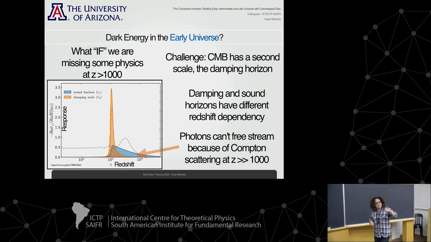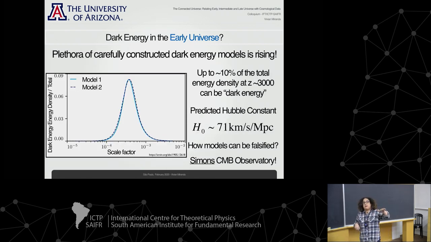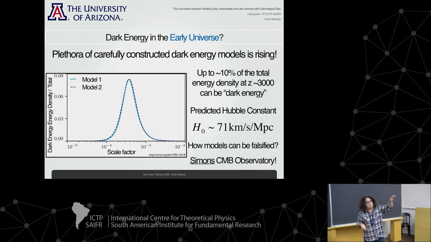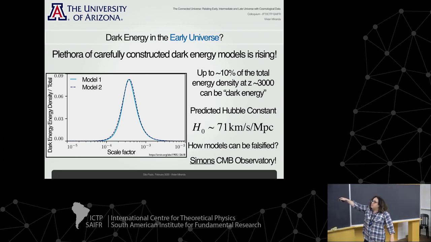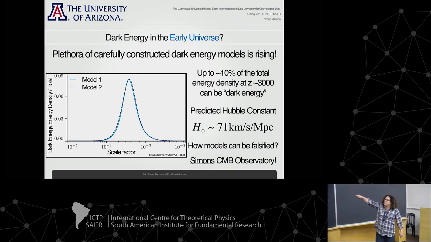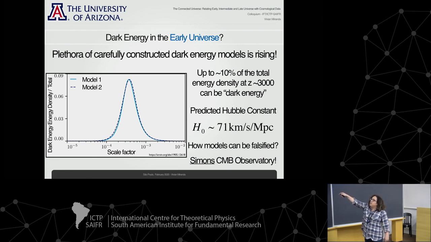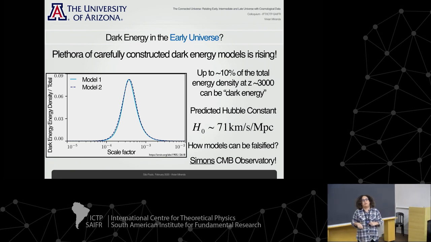For interesting reasons that I will not have time to talk about in depth, we actually think that to solve the discrepancy between the CMB, which predicts a Hubble constant of 67 kilometers per second per megaparsec, and the local universe, we have to introduce dark energy. This is the fraction of dark energy relative to the total that we have to introduce around redshift 3000. This is redshift 1000, this is redshift 10,000, broadly speaking, and you see that you have to introduce 9 to 10% of another type of dark energy to fill the universe. These models can predict a Hubble value of around 71 kilometers per second per megaparsec.